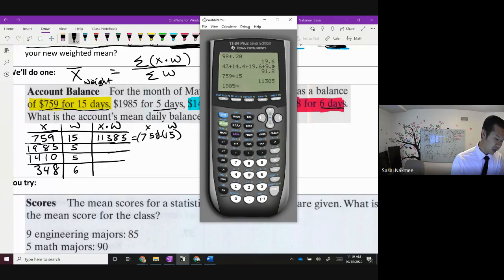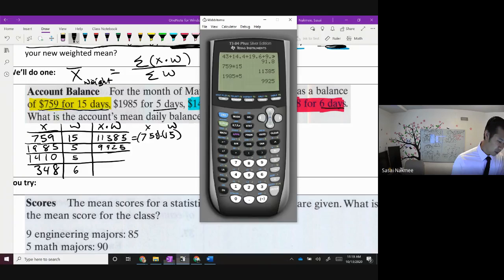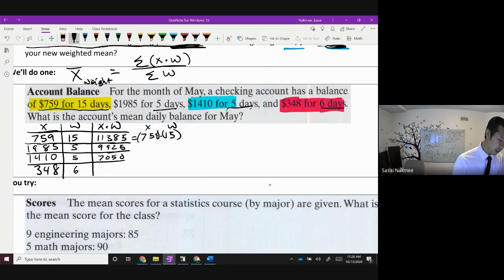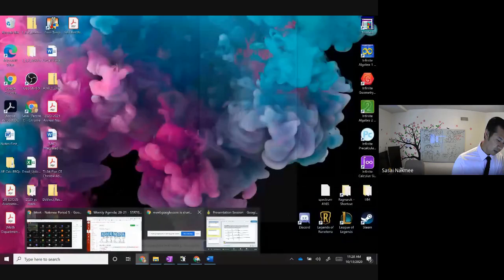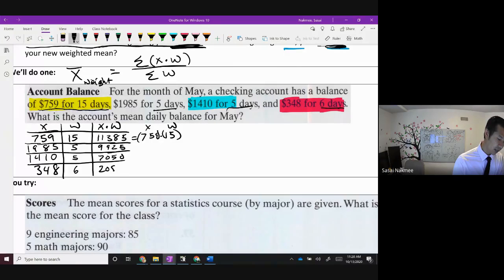1,985 times 5, and that's going to give me 9,925. Do it for the next one. 1,410 times 5 as well, and that's going to give me 7,050. And last but not least, 348. Multiply that by 6, and that's going to give me 2,088. Okay? Now I have those values in there.